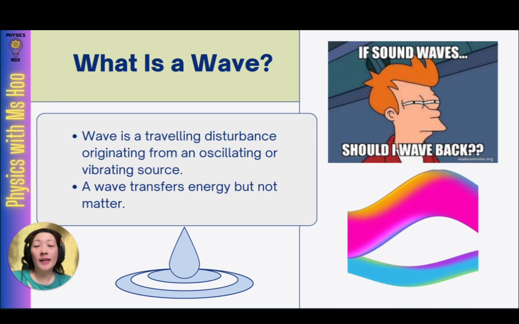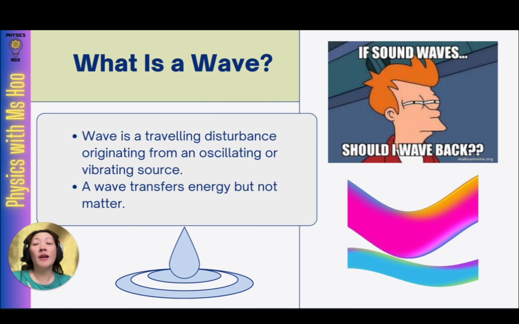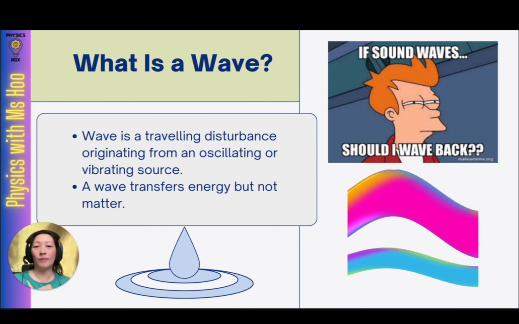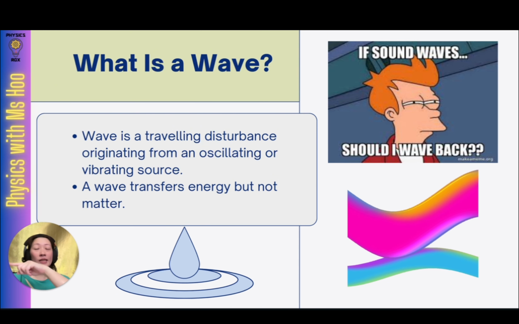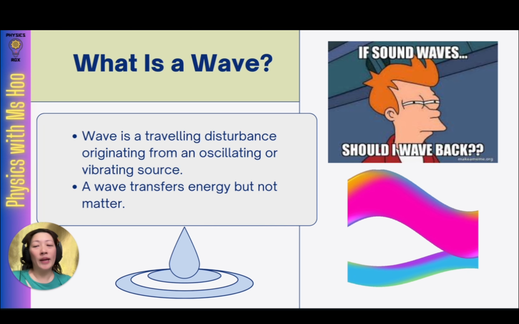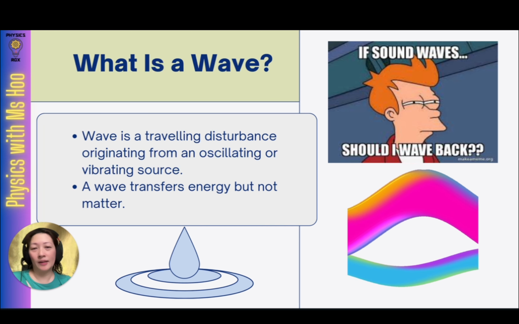A wave is a traveling disturbance originating from an oscillating or vibrating source. Take water as an example. When a water wave travels on the surface, there is a disturbance because it's disturbing the calm level of the water. All waves will have an oscillating or vibrating source.